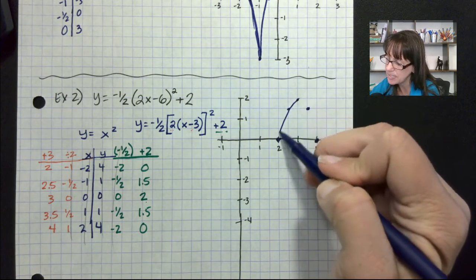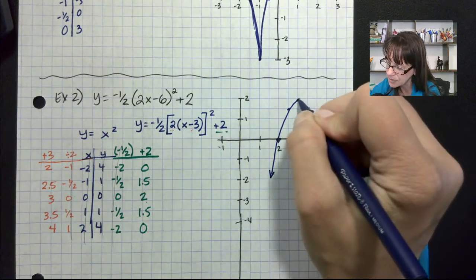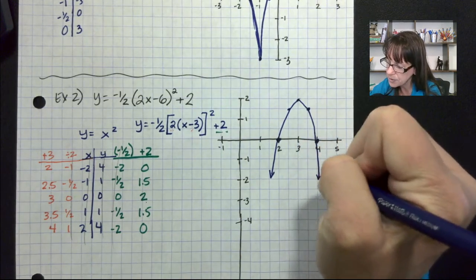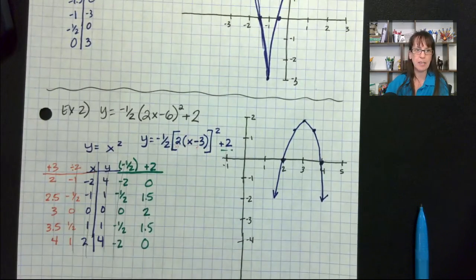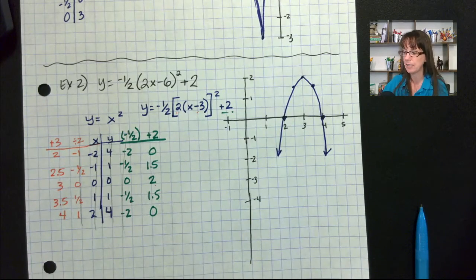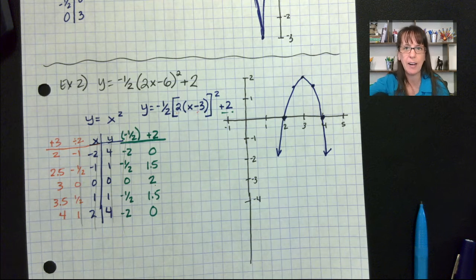Bam. And this one does look like a parabola, not like a V, like I was doing on the other guy. So this looks like a parabola, and that's good because our parent graph is a quadratic, which is a parabola. Hopefully this helps you understand how to graph these parent functions a little bit better.